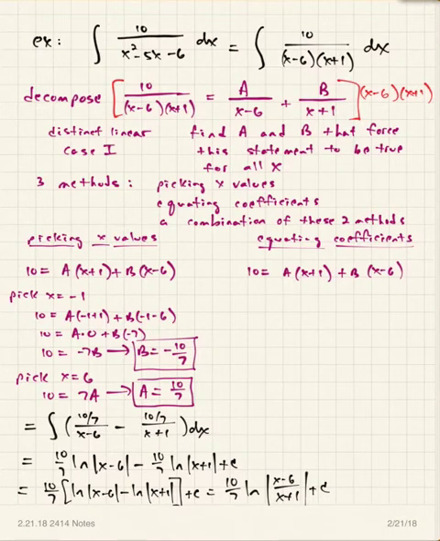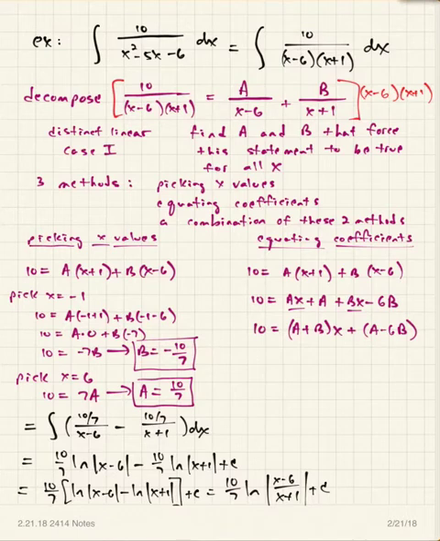But instead of picking x values here, what you do is you multiply all this out. So you have a times x plus a, plus b times x minus 6b. And then you go ahead and collect like terms. So there's two x terms. You add those together, so that'd be (a plus b) times x, plus, and then the constant term is (a minus 6b). I'll put parentheses around the constant term.